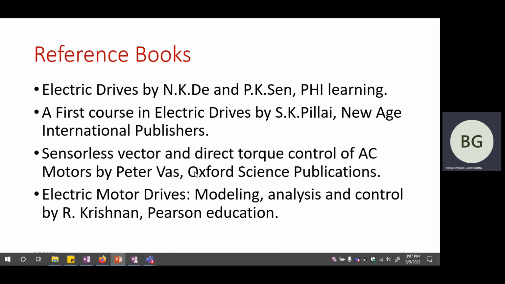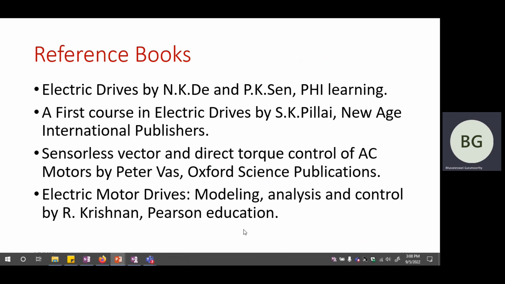There are again two books that are written by Professor Peter Vas and Professor R. Krishnan. Both these books give a lot of conceptual ideas about vector control and direct torque control. And Electric Motor Drives by R. Krishnan also gives a lot of modeling and simulation aspects of drive systems.